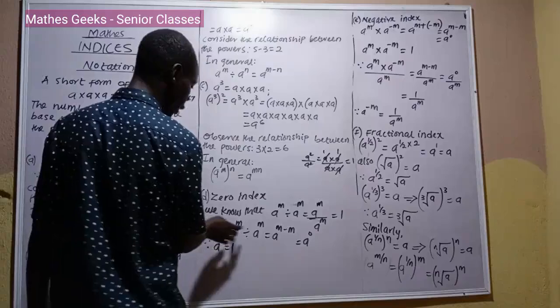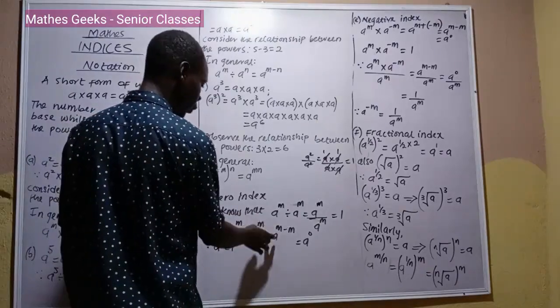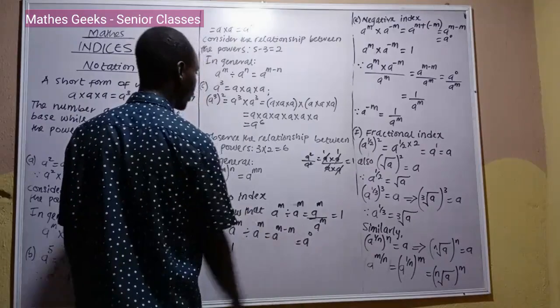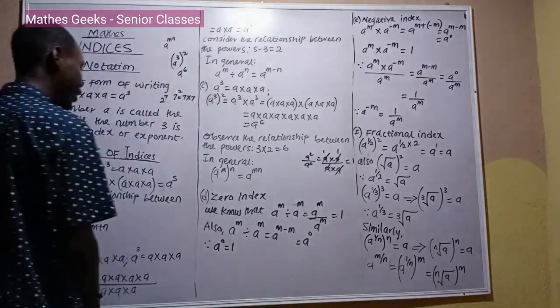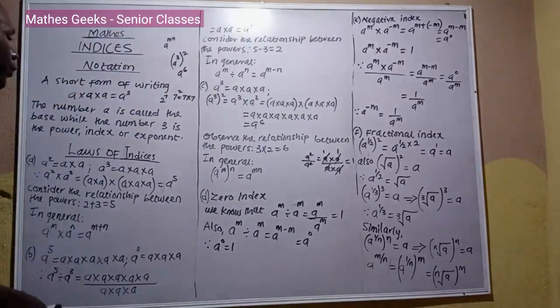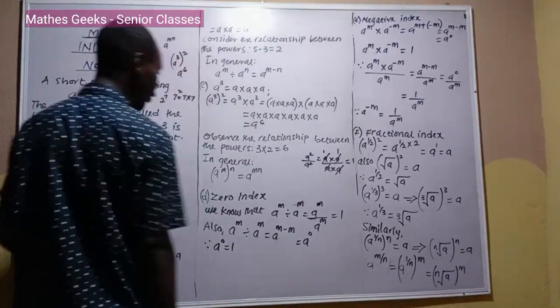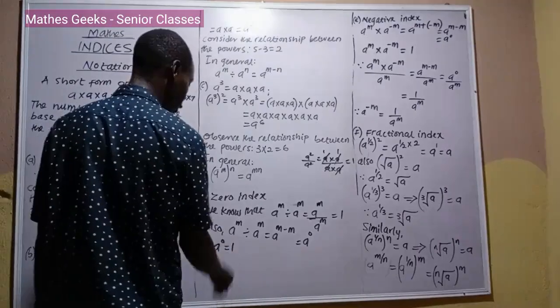Also, a raised to m divided by a raised to m is equal to a raised to m minus m, which gives us a raised to 0. And in indices, any base raised to exponent 0 is equal to 1. So zero index is always equivalent to 1.